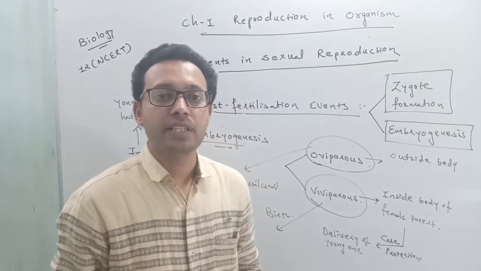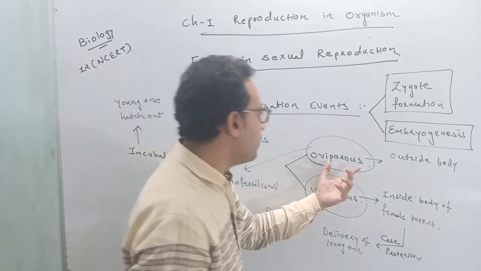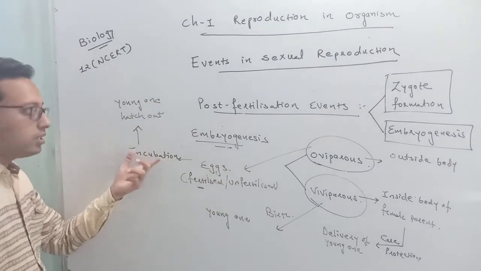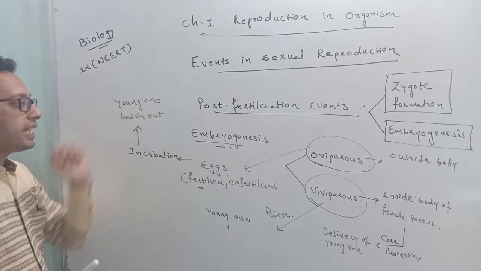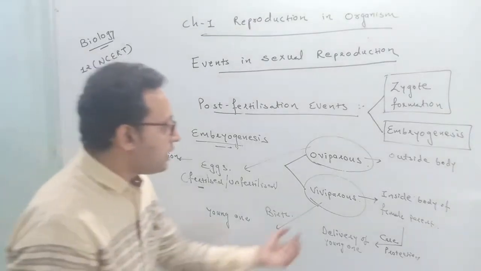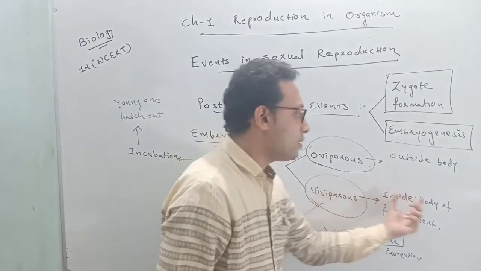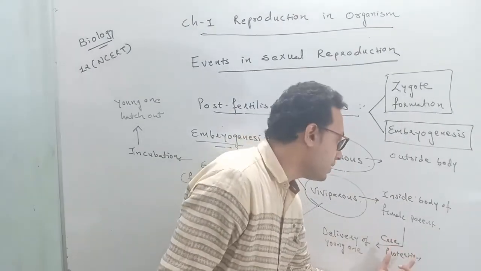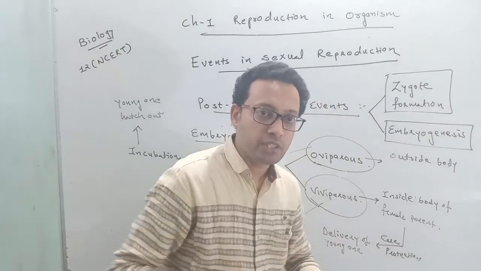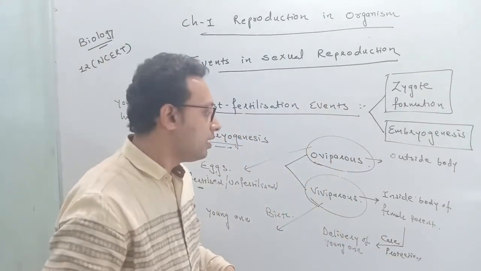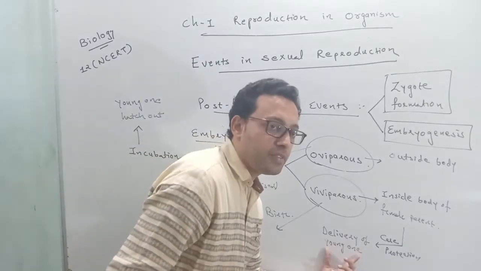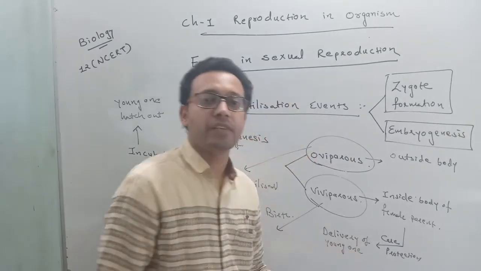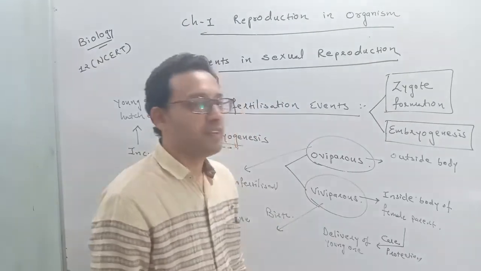Clear? So how does the further development of the embryo take place? Oviparous animals give eggs. The eggs undergo incubation, and from this incubation the young one hatches out. Whereas in viviparous animals, the embryo formation occurs inside the body of the female parent. Proper care and protection is given to it because it is inside the female parent's body. After a certain period of growth, like in human beings after 9 months, the delivery of a baby or young one takes place. That is called a viviparous animal.